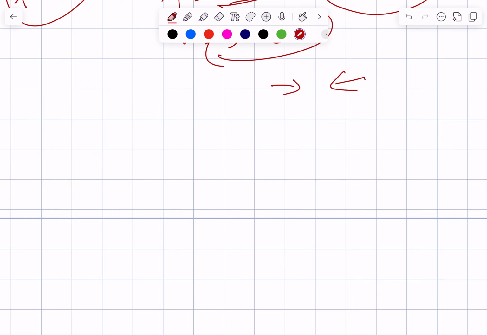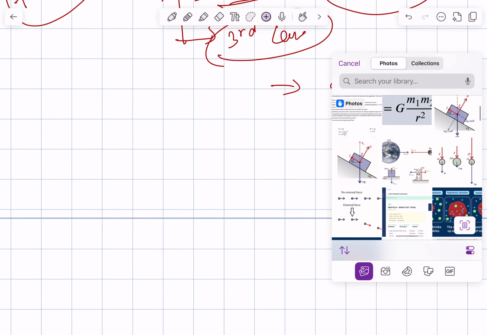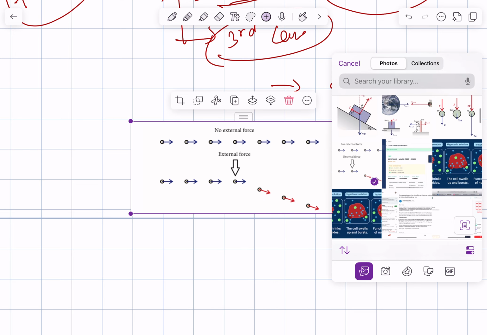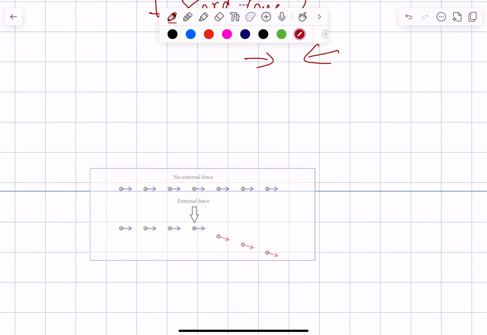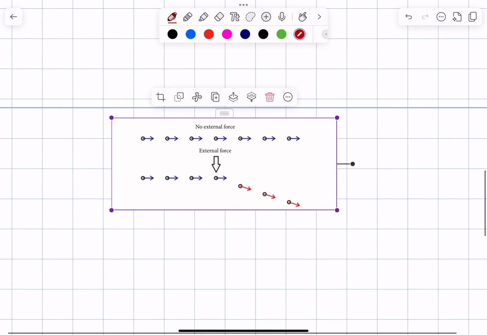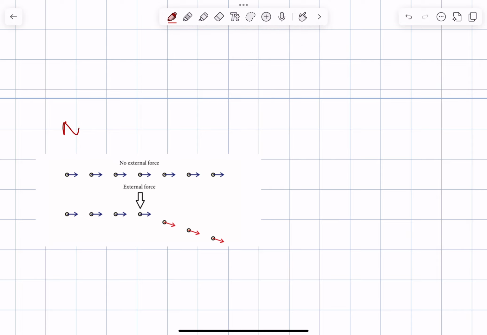So let's understand Newton's first law, also known as the law of inertia. So I will write here Newton's first law.